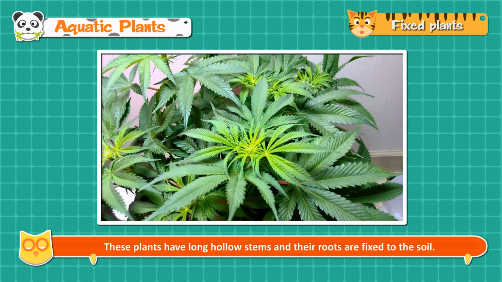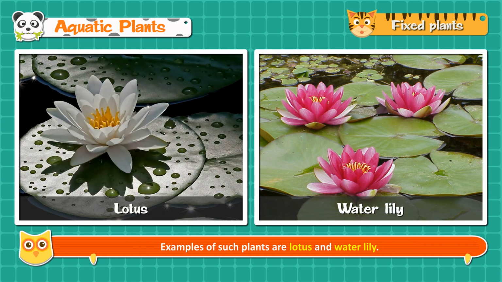Fixed plants. These plants have long hollow stems and their roots are fixed to the soil. They breathe through the pores that are found in their broad leaves, floating on the surface of water. Their leaves have an oily surface which makes them waterproof. Examples of such plants are lotus and water lily.